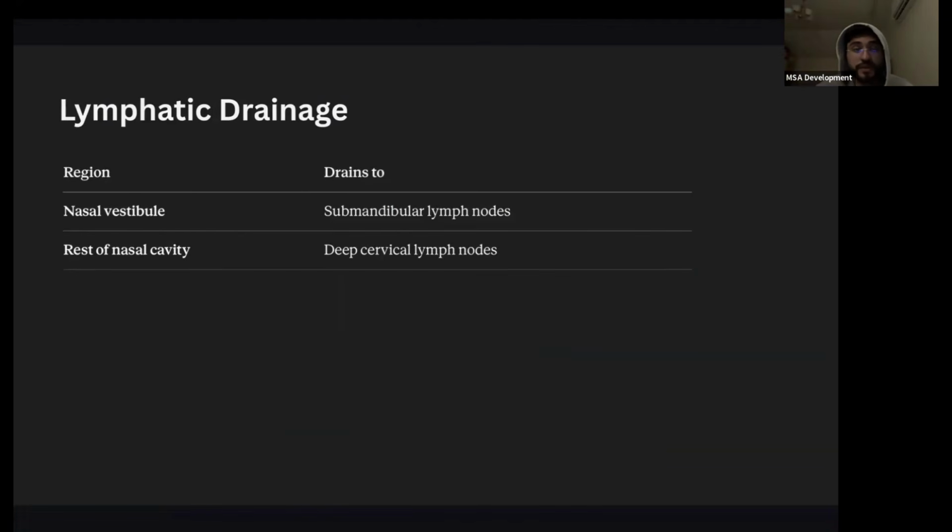This is very important as well. The lymphatic drainage of your nasal vestibule, which is right after the opening of the nose, is going to be through the submandibular lymph nodes, and everything else is going to be through the deep cervical lymph nodes.